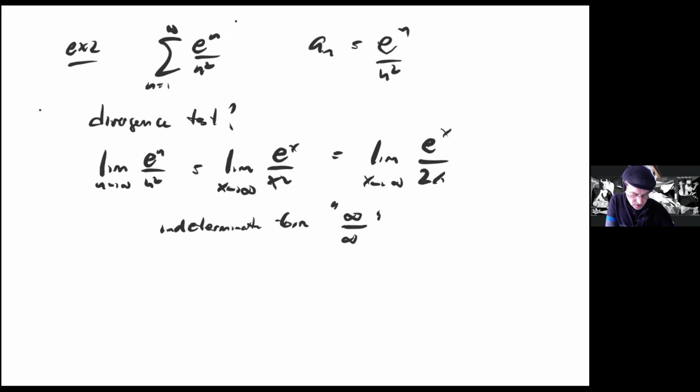a second time. So that would be the limit as x goes to infinity of e to the x over 2. Now, as x goes to infinity, this fraction blows up. It goes to plus infinity. So therefore, the divergence test applies. The limit is not 0. It should have been 0. So the series diverges.